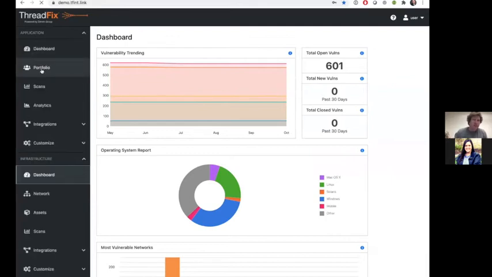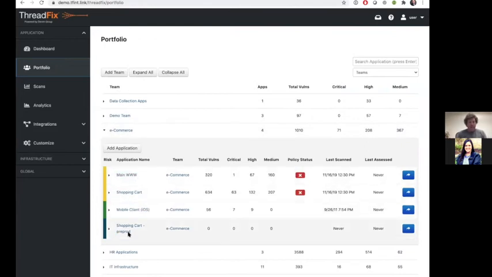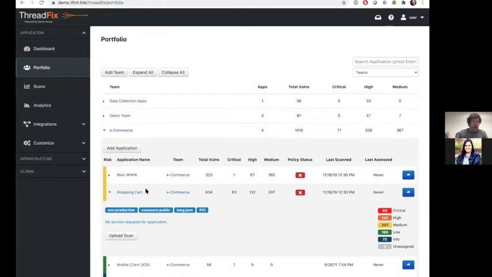And so from here we see, again, we go into the application portfolio. We have a number of teams here doing various things, and we can go in and look at the e-commerce team. We see the different application assets being managed by the e-commerce team. If we look at the shopping cart application, we can see that we've tagged it here. This is a production. The testing was done in a production environment. This is a public-facing application. It's written in Java, and it's subject to PCI.